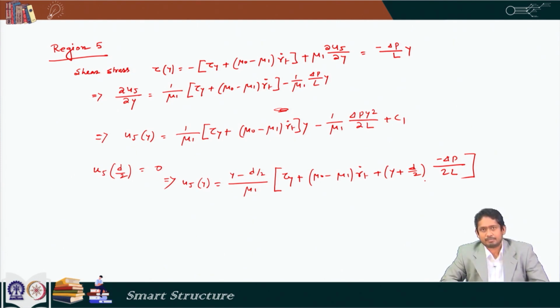After that, we will find out the velocity profile in region 4 and region 3, and then from there we will proceed for finding out the equivalent damping coefficient. So, we will do that in the next lecture.